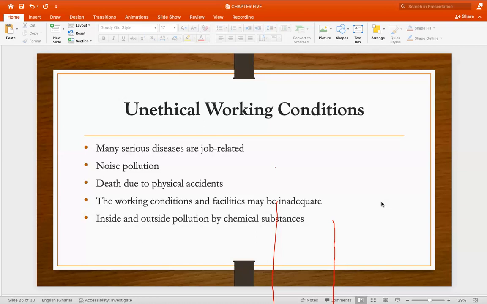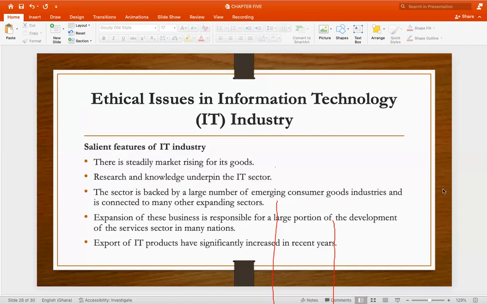So the working conditions and facilities may be inadequate. And inside and outside pollution of chemical substances, all these are unethical. In Ghana here, even though in our laws it is there that you make sure that you provide all those things, the one who is looking for his money and is not interested in the workforce always engages in these unethical behaviors.